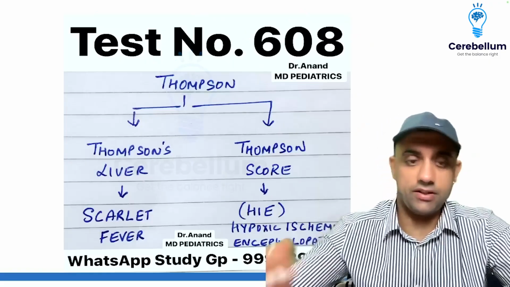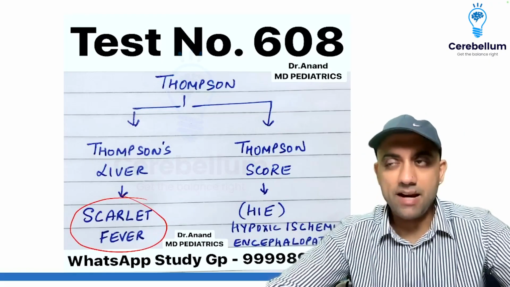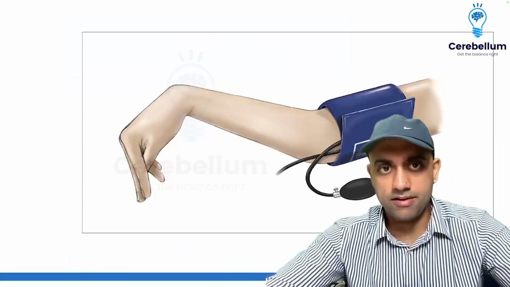Thompson liver, where do you see? Thompson liver is seen in scarlet fever. So scarlet fever, remember, sandpaper-like rash, strawberry tongue, Thompson's liver, remember that, okay?